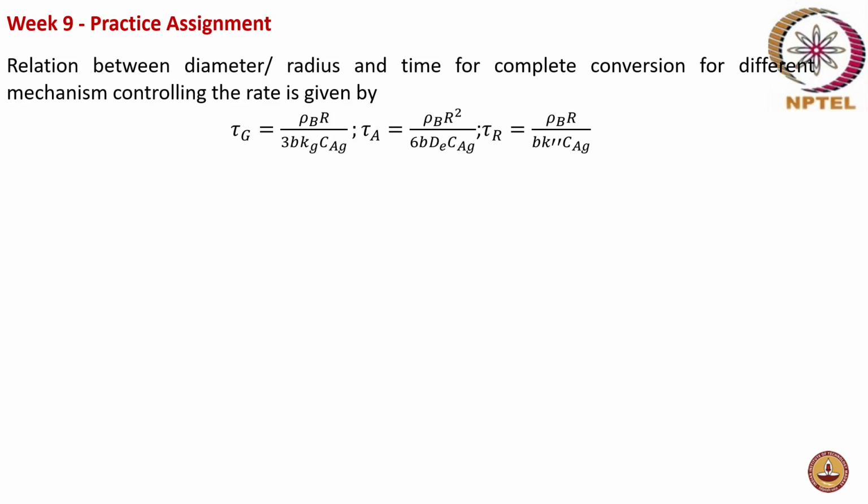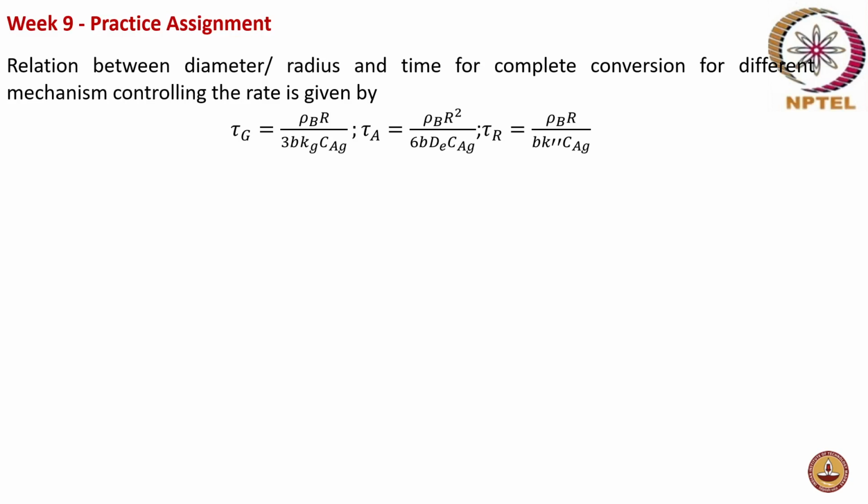And tau a, that is the time for complete conversion if the ash layer diffusion is controlling, is given by tau a is equal to rho B into R square by 6b into De into Cag, where rho B again is your density of the solid, R is the radius of the solid particle, b is the stoichiometric coefficient, De is the diffusion constant or your diffusivity through the ash layer, and Cag is again your concentration of the gas phase.